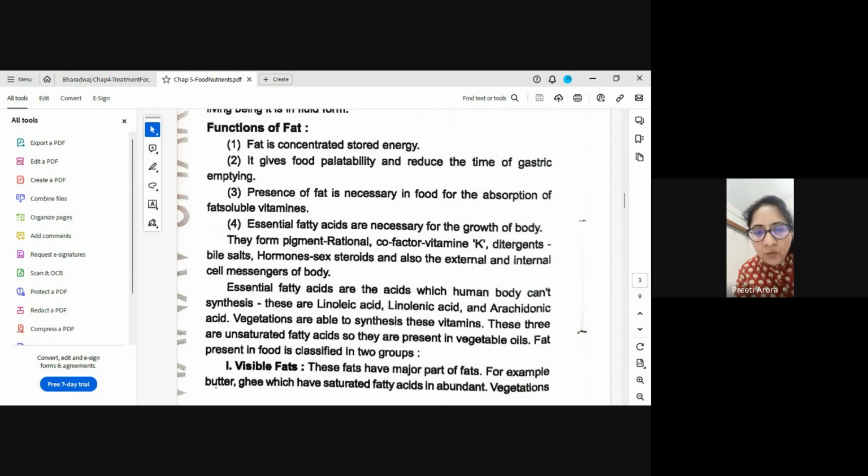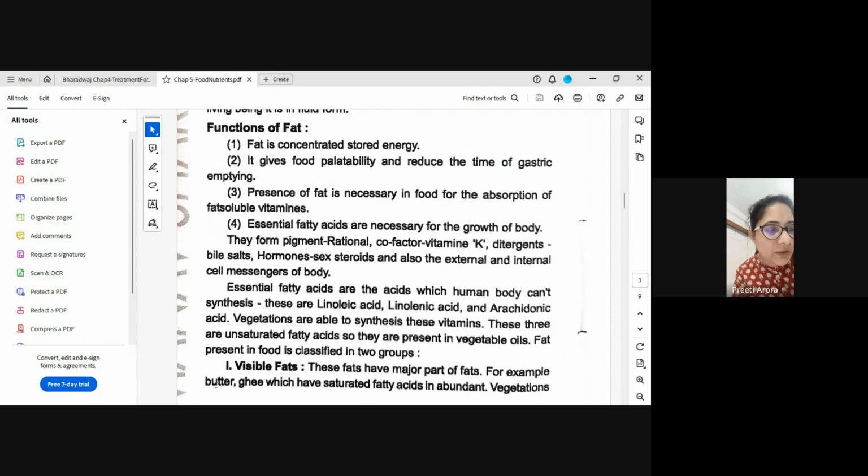They will even feel more cold also. They will not be able to do long duration of work. They will not be able to walk too much, you know. They can't do any heavy work. So this is all because they lack fat in their body. Then fat also gives you food palatability. Palatability is the taste that you get from the food that you eat. It makes the food tasty.